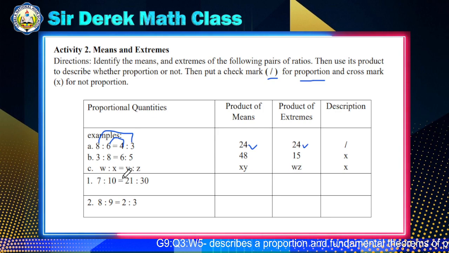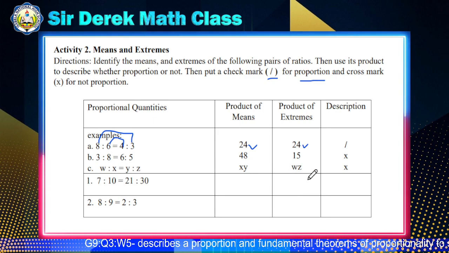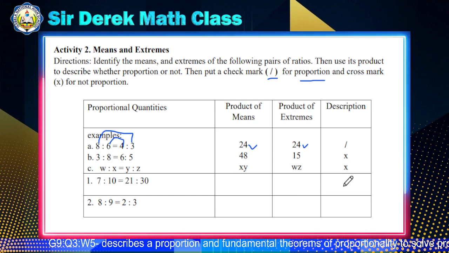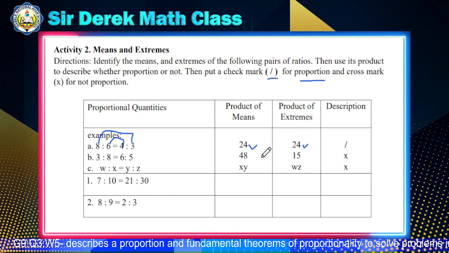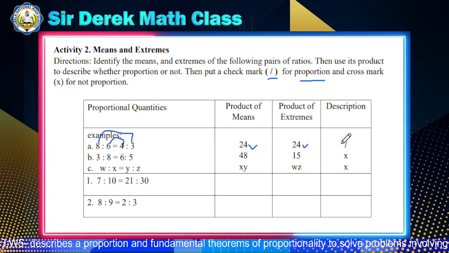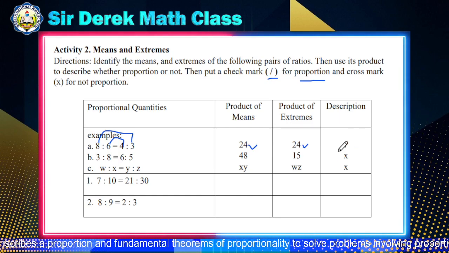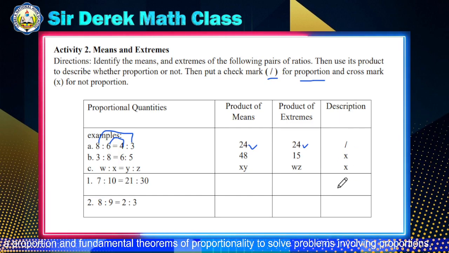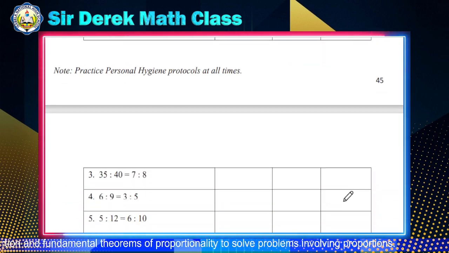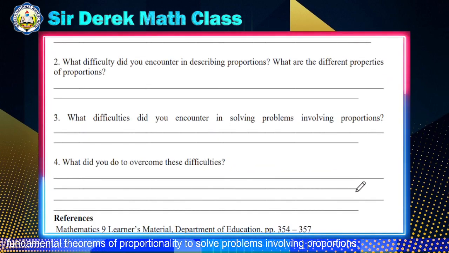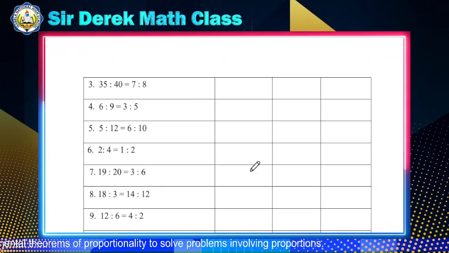You just perform the means and extremes. You just write here and then describe. What is your description? Are they equal? If yes, put check. If no, put an X mark. Okay? So that's how you do this activity.